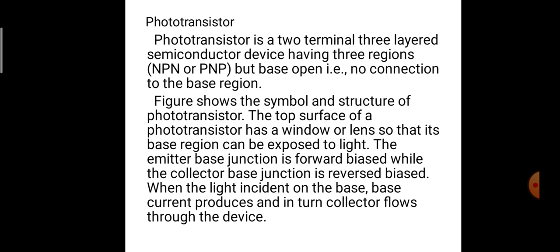The top surface of a phototransistor has a window or lens so that its base region can be exposed to light. The emitter base junction is forward biased while the collector base junction is reverse biased. When light is incident on the base, base current is produced and in turn collector current flows through the device.